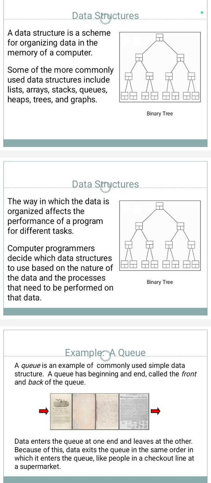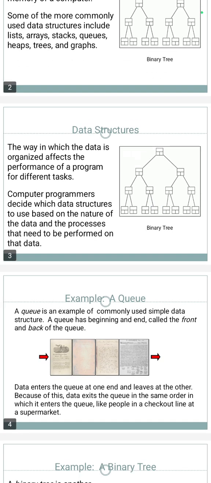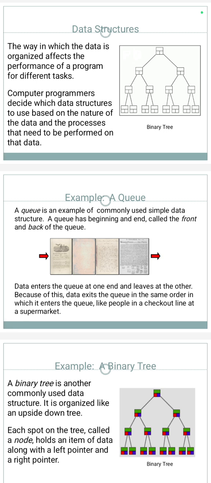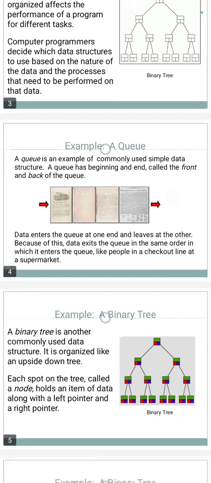So the performance is based upon how we are organizing the data in the physical storage and how we are accessing the storage. The performance is mainly on two different aspects: space and time. Computer programmers decide which data structure to use based on the nature of the data and the process that needs to be performed on that data.